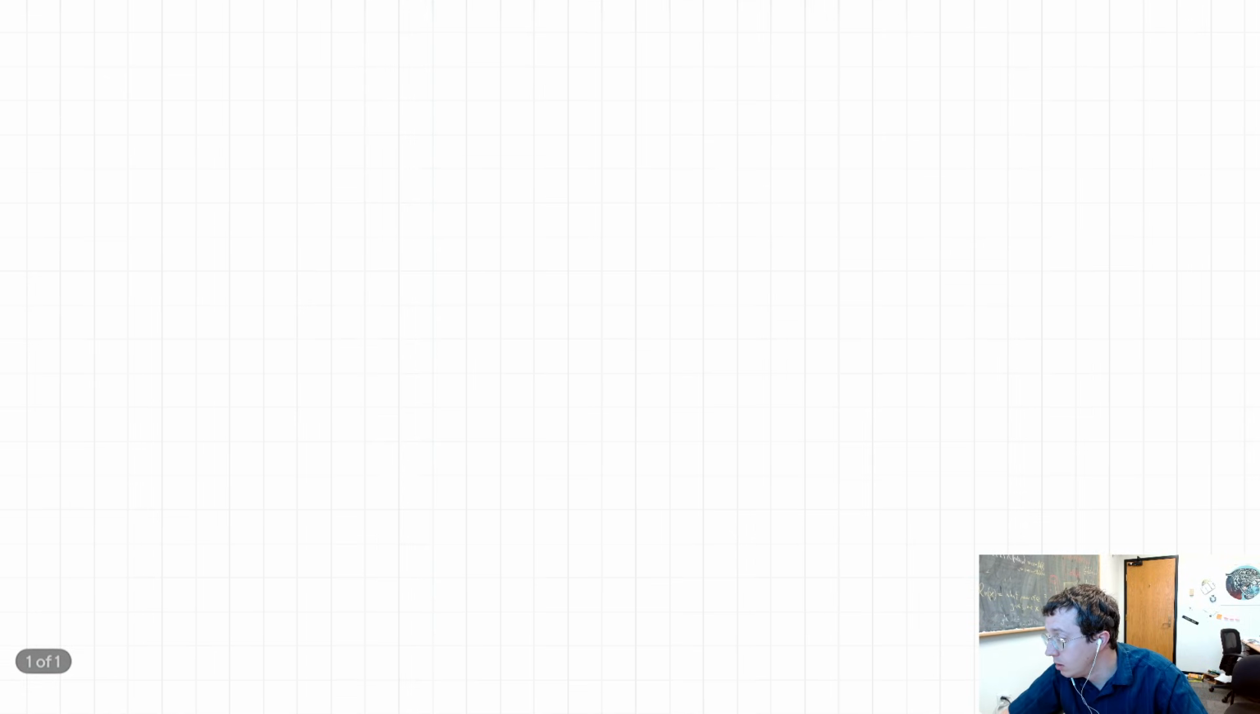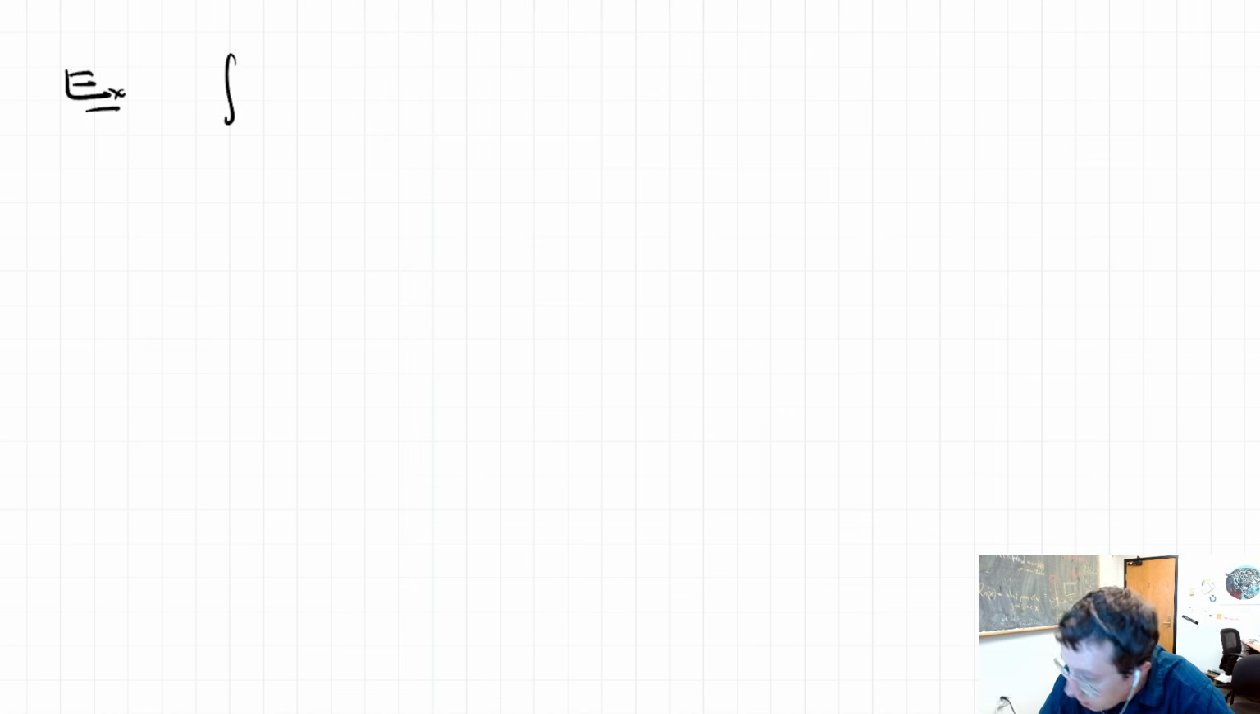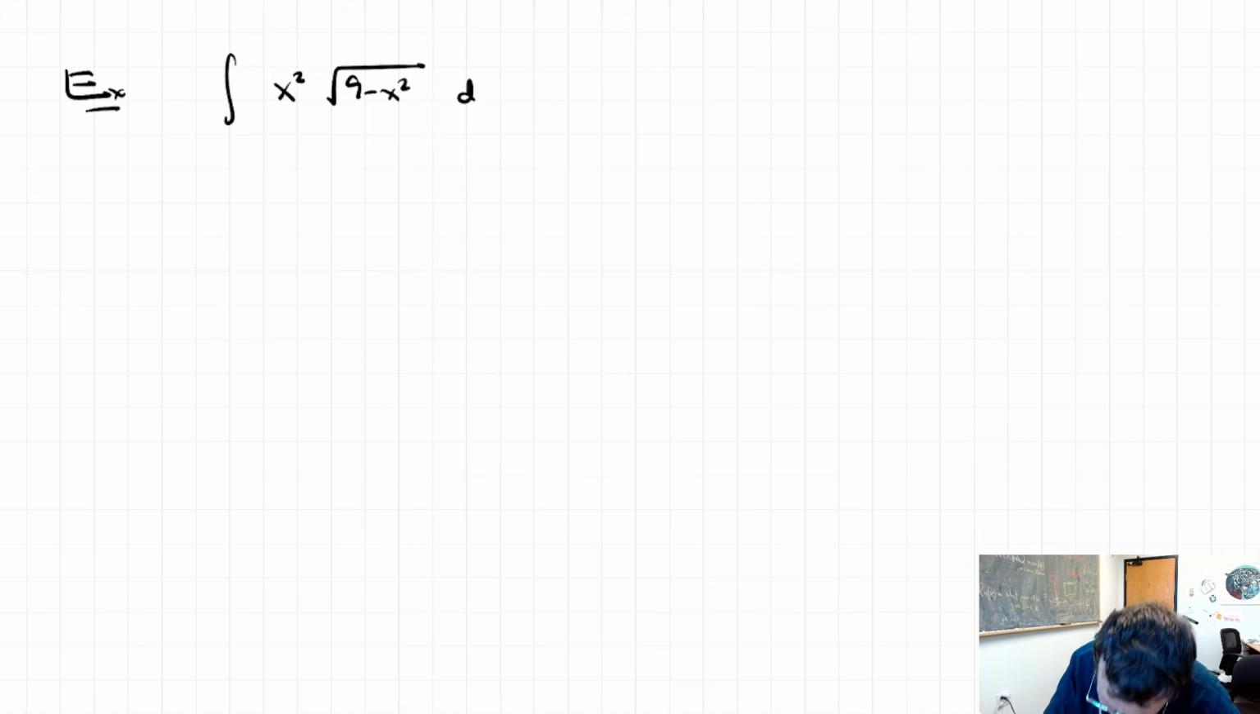If anyone has any particular problems about volumes or areas between curves, that's helpful. If not, I can pull up some examples. So let me integrate x squared times the square root of 9 minus x squared. Okay.